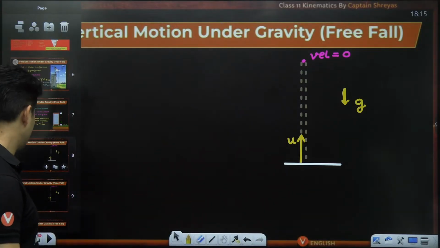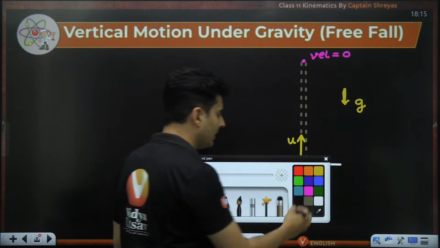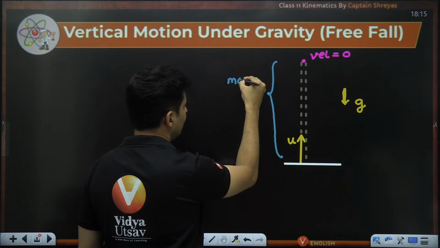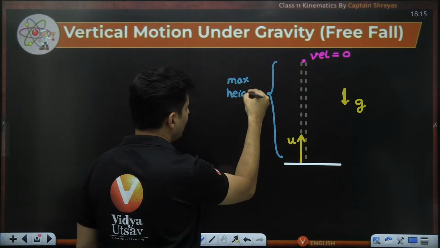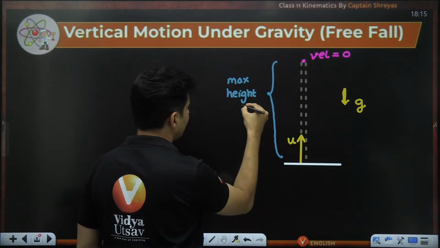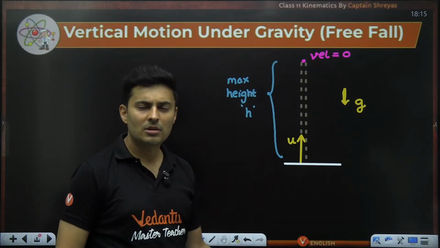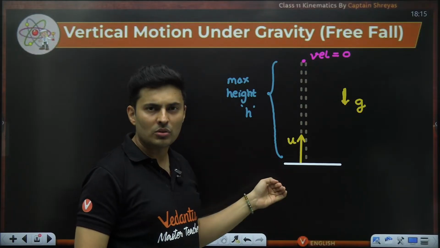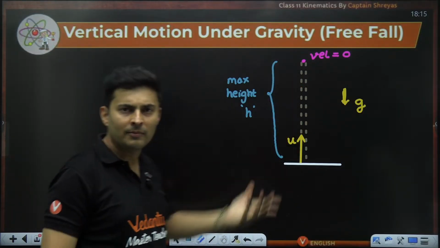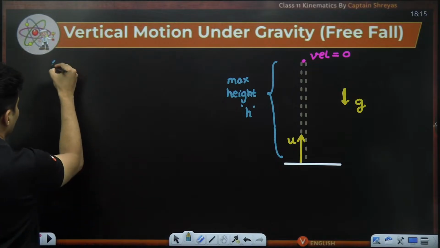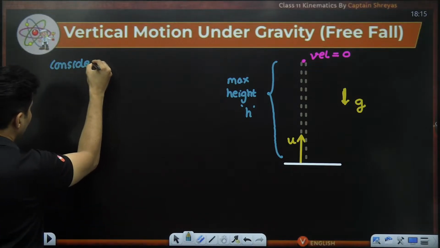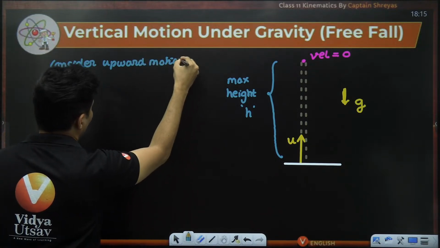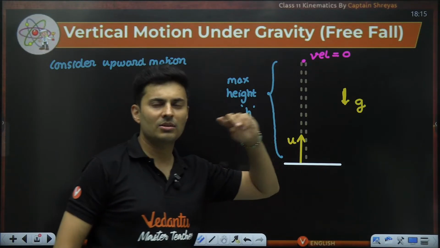Fair enough. Now let's try to find a couple of things, starting off with how much is the maximum height reached. Let's say I call that h. How do I find this out? How high will the ball be if it has to reach the top? I'll consider the upward motion. I want height, which is kind of displacement, so I need S in the equation.